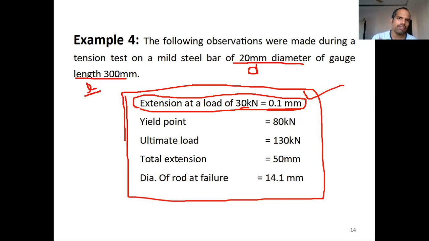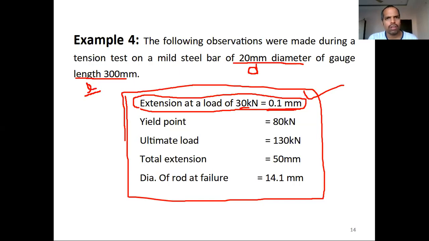So from that one, what we can do is, at a load of 30 kilonewtons, assuming that the 30 kilonewton load is well before the elastic limit, using that 30 kilonewton load, calculate the stress. Stress is equal to load by area. Load is 30 kilonewtons, and area means pi by 4 d square, 20 square. So that is how you will get the stress.